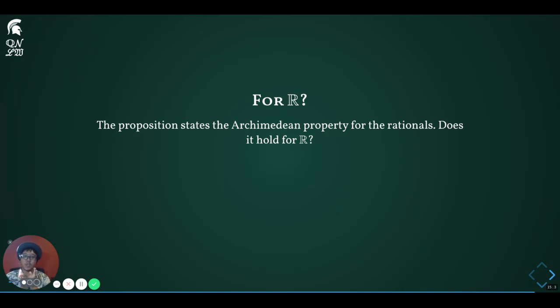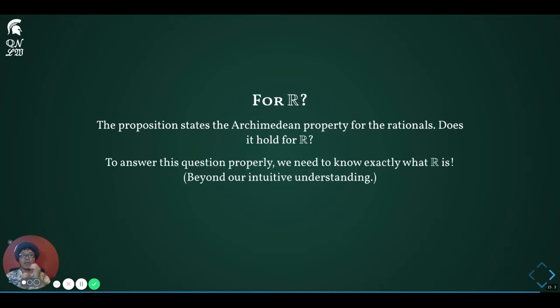Having proven the Archimedean property for the rationals, we can ask, is the Archimedean property also something possessed by the real numbers? This turns out to be a hard question that gets at the foundations of our understanding. To prove that the Archimedean property holds for the rationals, we used very specifically our knowledge of exactly what the rational numbers are. Our problem, however, has always been that we don't quite know exactly what the real numbers are.